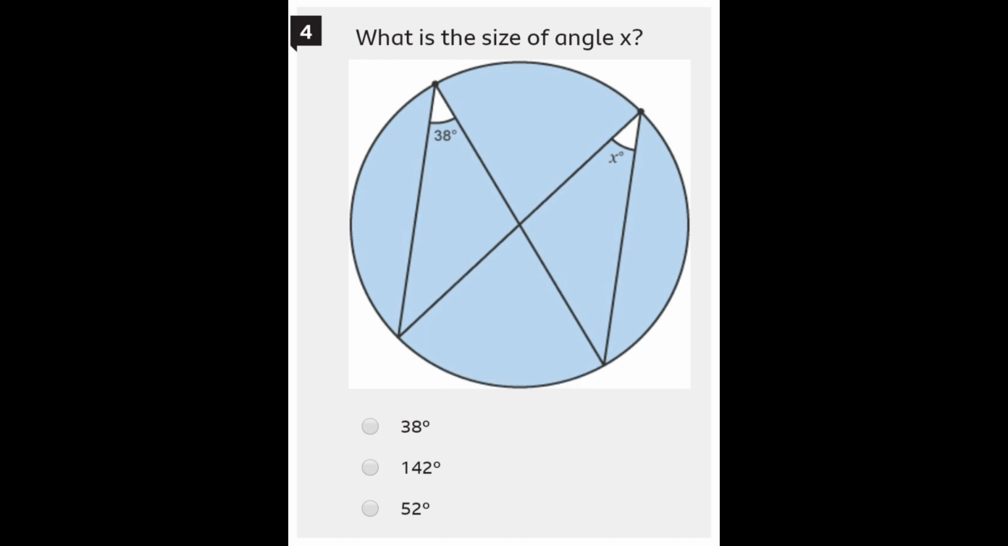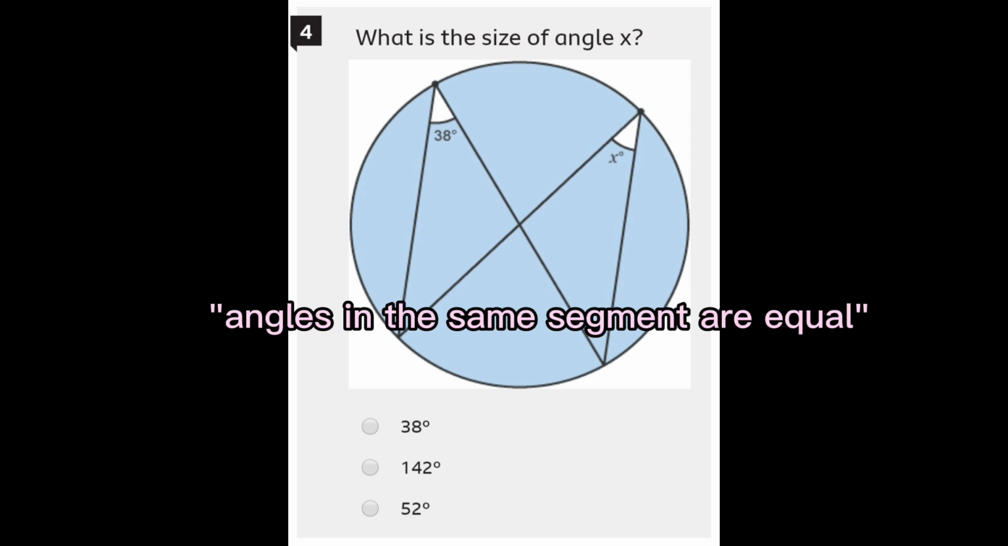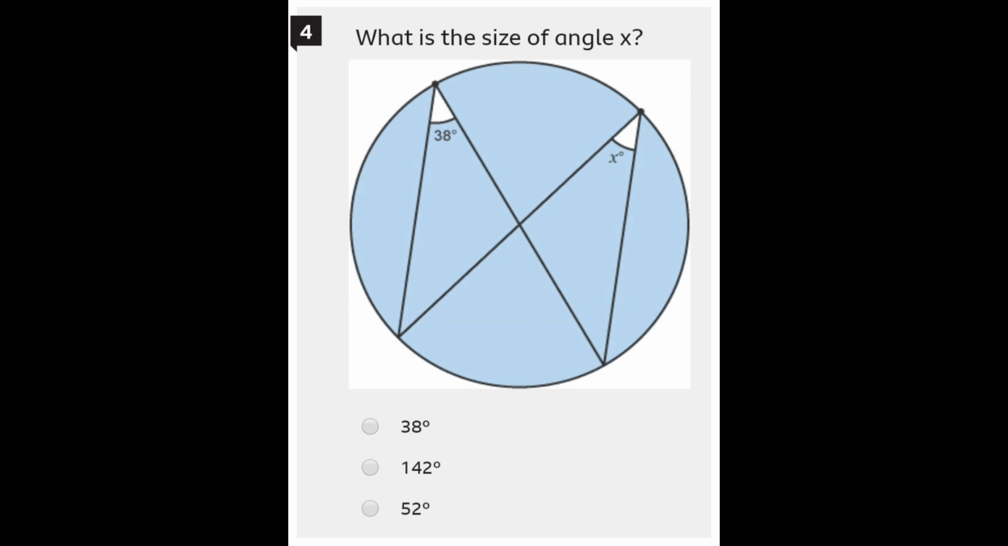What is the size of angle x? The theorem says angles in the same segment are equal. So, angle x is equal to 38 degrees.